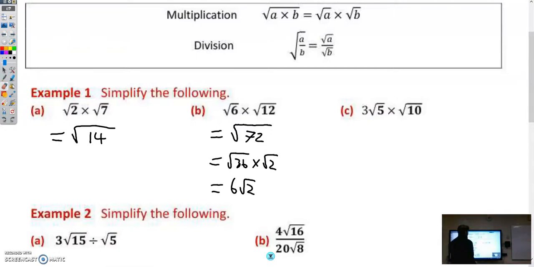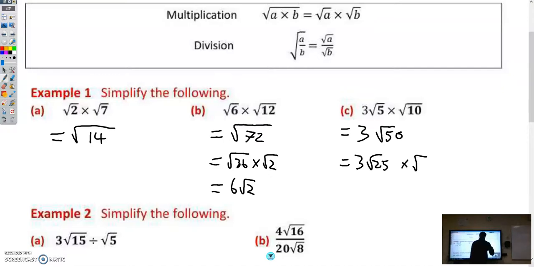Alright, moving on to example C. We have 3 root 5 times root 10. So, the surds will multiply together. We end up with 3 times root 5 times root 10, which is going to be root 50. So, 3 root 50. Root 50 can be simplified. It has a square factor of 25. So we're going to rewrite it as 3 root 25 times root 2. The square root of 25 we know is 5. So 3 times 5 is 15 multiplied by the root 2. That is our final solution.